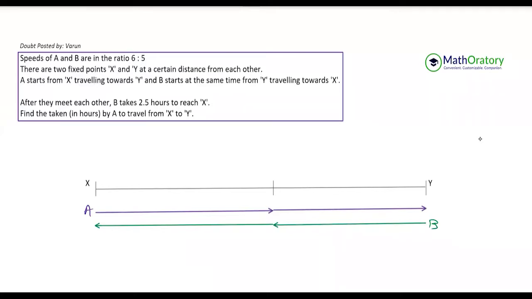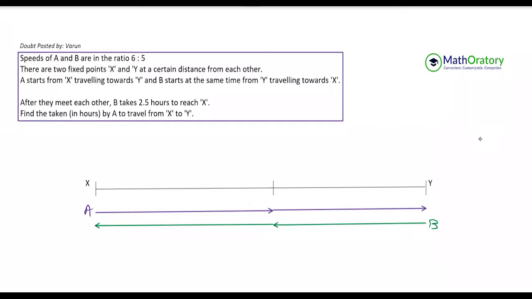We also know the speed ratio of A and B is 6:5, and after they meet each other, B takes 2.5 hours to reach X. So this information has been given to us. We're looking for the time taken by A to travel the entire distance from X to Y.